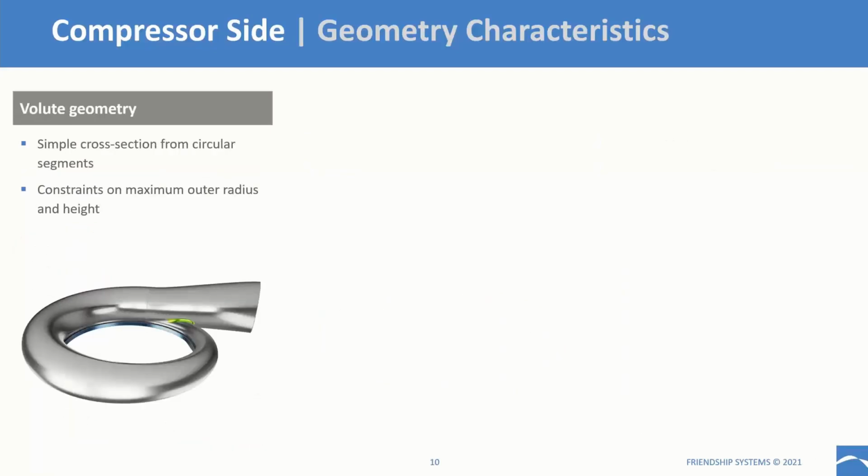So if we look at the volute, we have a simple cross section which is made up of circular segments, and we had some constraints on the maximum outer radius and on the height of the volute.